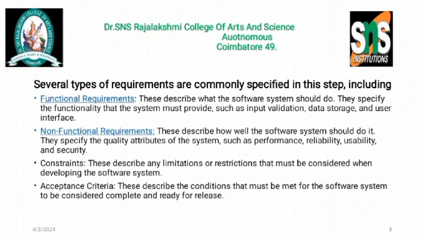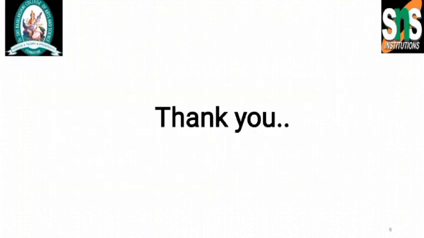Constraints describe any limitations or restrictions that must be considered when developing the software system. We have a number of limitations over the software development. These can be treated as constraints. Acceptance criteria describe the conditions that must be met for the software system to be considered complete and ready for release. We have to define the criteria which should be followed in order to make the software, and also it meets the actual needs of the particular environment or particular field.